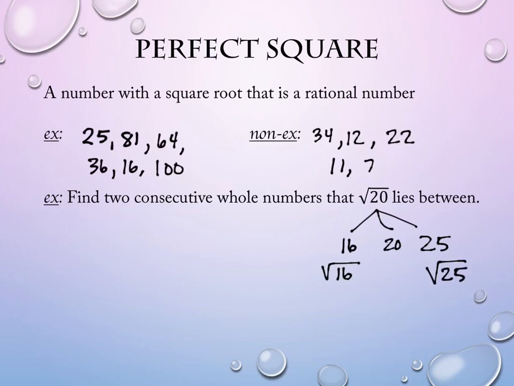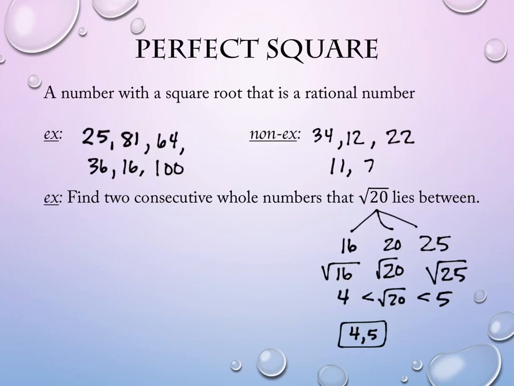What is the square root of 16? What is the square root of 25? So we'll start with 16. What's the square root of 16? 4. And what's the square root of 25? 5. So what does that mean? Well, it means that the square root of 20 is somewhere in between, right? 4 and 5. So our answers are 4 and 5. Not because the calculator told us that the square root of 20 is 4 point something, but because we analyzed nearby perfect squares, namely the 16 and the 25.